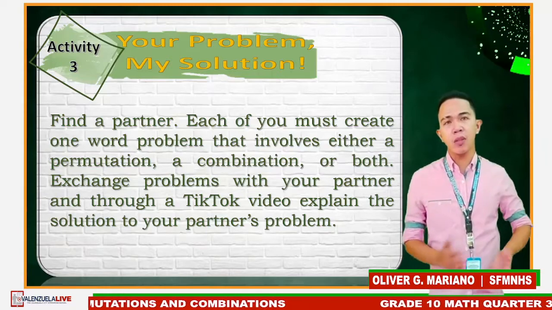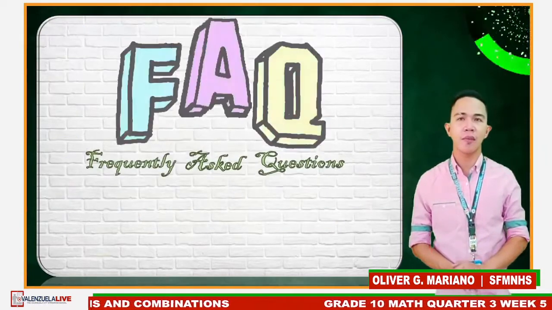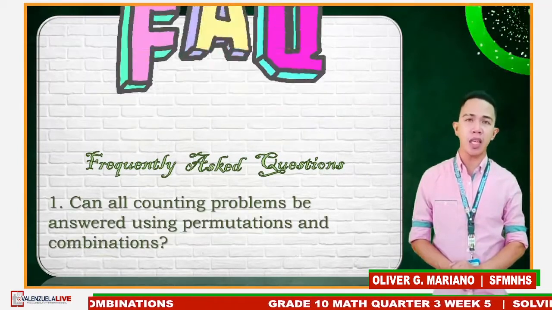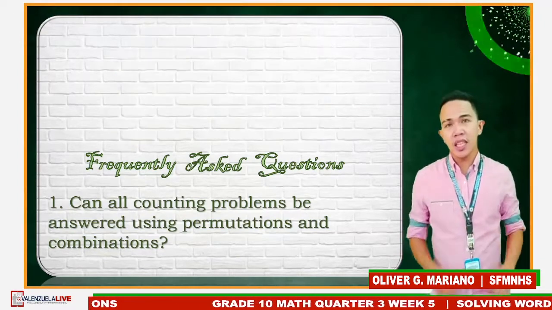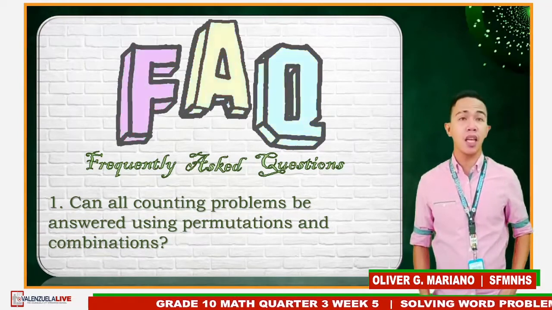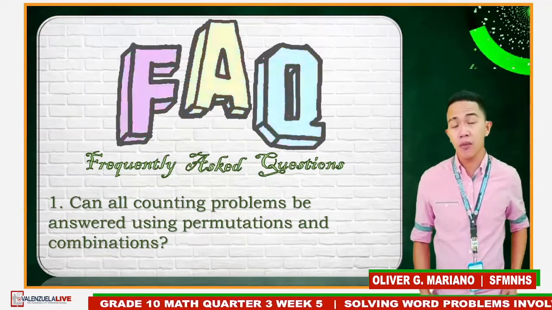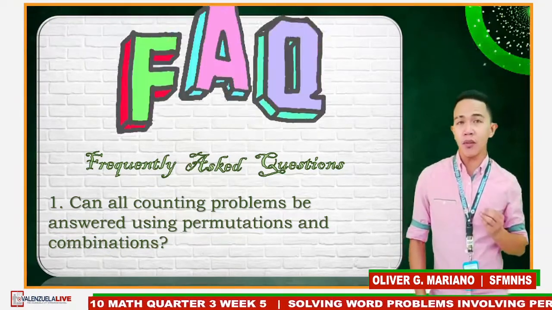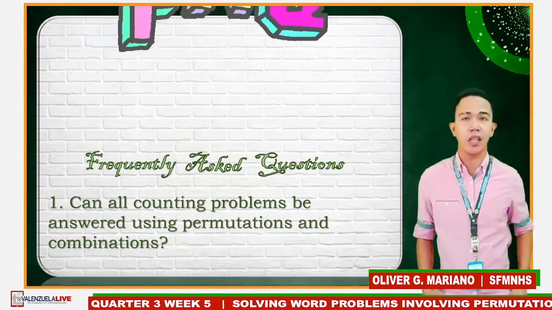Before we end our session, here are some frequently asked questions. Can all counting problems be answered using permutations and combinations? Unfortunately, not all counting problems may be solved through permutations and combinations. An example of such problem is one that involves the so-called derangement, wherein it's an arrangement of objects in which no object is placed in its original position.